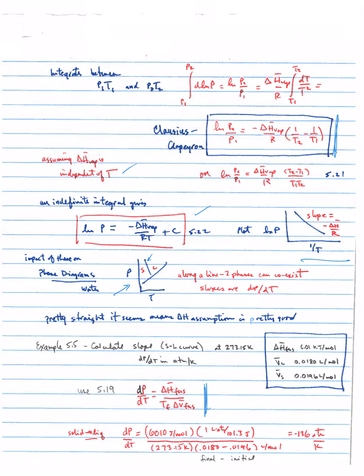So back to the Clapeyron equation, we want dP by dT. We want the delta H of fusion divided by the temperature times the difference between the molar volumes of fusion. Fusion is solid going to liquid, so the liquid is the final. So the 0.0180 minus the 0.0196, that's going to be a negative number, which is going to end up giving you the negative slope that we predicted. So it's negative 136 atm per K. It says, because the molar volume of liquid is smaller than ice, the slope is negative.